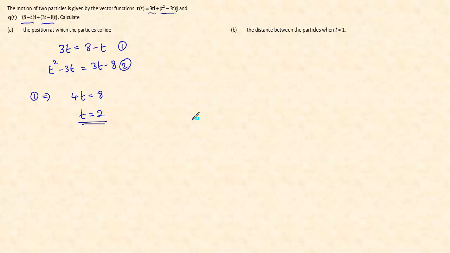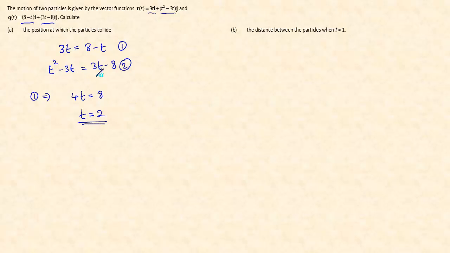the same time. So what we're saying is that 3t must be equal to 8 minus t, and that t squared minus 3t must be equal to 3t minus 8. Now clearly it's easiest to work with 1. So 1 would give us that 4t is equal to 8, and therefore t is equal to 2.